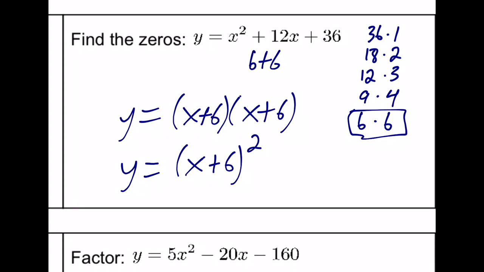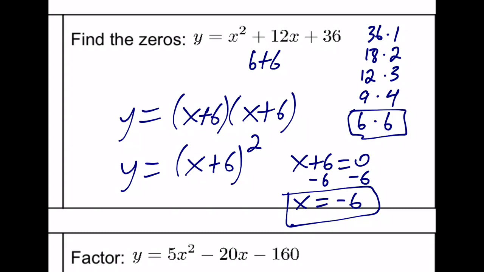And if I wanted to be fancy, I could write this as x plus 6 squared, because these two sets of parentheses are identical. They want to find the zeros, though. So we can solve both of these, but they're going to give us the same answer. When we take x plus 6 is equal to 0, and we subtract 6 from both sides, we get x is equal to negative 6, and that's our zero.